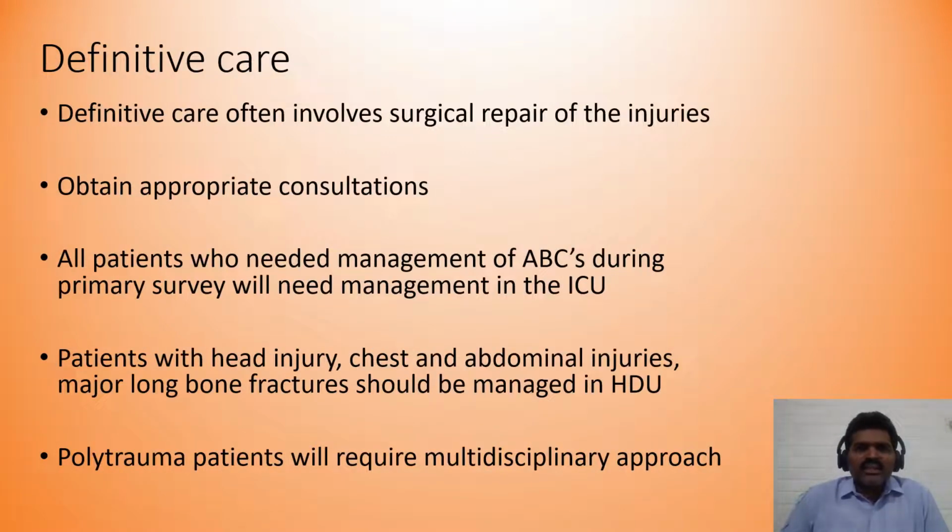Next comes the definitive care. Definitive care often involves surgical repair of the injuries, usually not done in the ED. You need to obtain appropriate consultations and refer the patients to appropriate specialists depending on the site of the injury and the type of the injury. All patients who need management of ABCs during the primary survey will need further management in the ICU. Patients with head injury, chest and abdominal injuries, major long bone fractures should usually be managed in the high dependency units. Polytrauma patients will require a multidisciplinary approach and an early involvement of the trauma team.